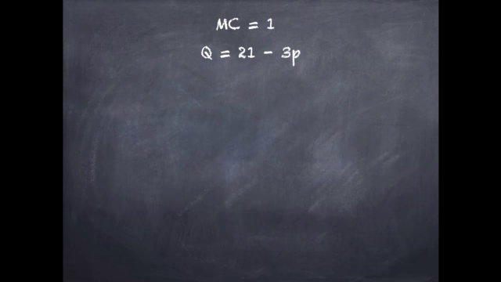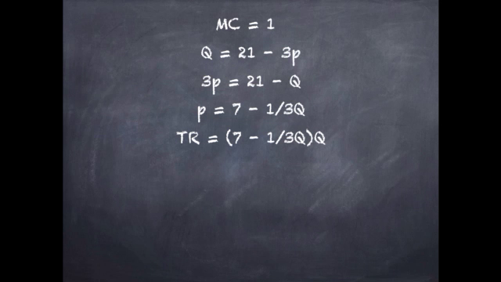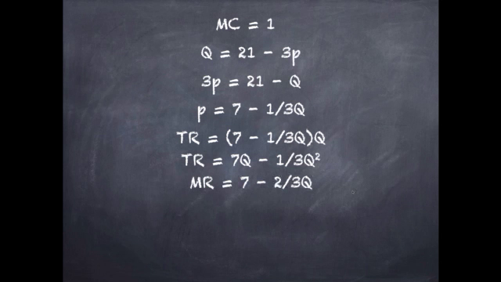So there we go. Now we need to convert this back to an inverse demand function. So we're going to add 3P and subtract Q from both sides. So we get 3P is equal to 21 minus Q. And then we divide by 3 through. We get P is equal to 7 minus 1/3 Q. So now we have the inverse demand function. Total revenue is just going to be price times quantity. So I can take the inverse demand function here, multiply it by Q to get total revenue. I multiply through by Q, and I get 7Q minus 1/3 Q squared. Taking the first derivative, I end up with 7 minus 2/3 Q.